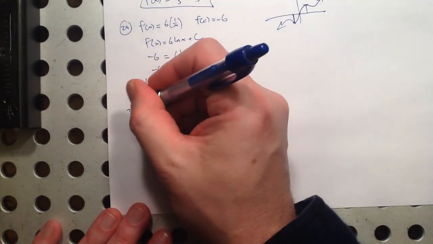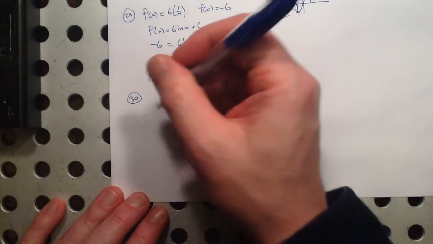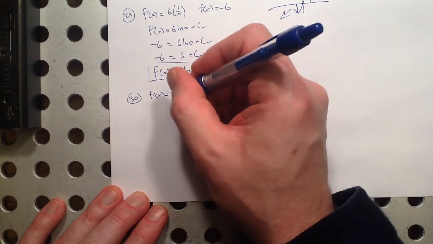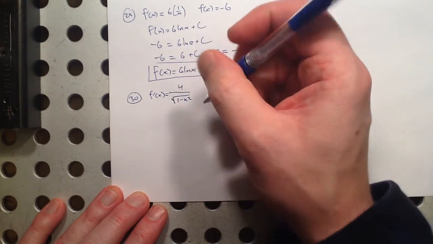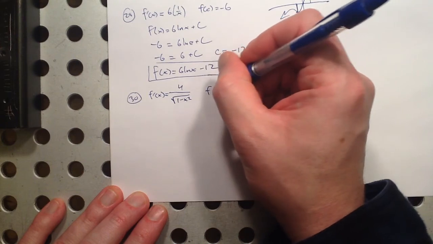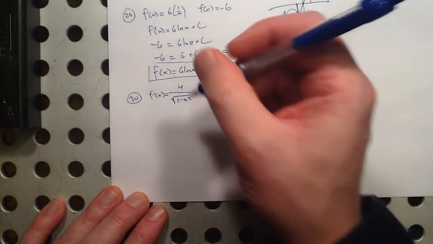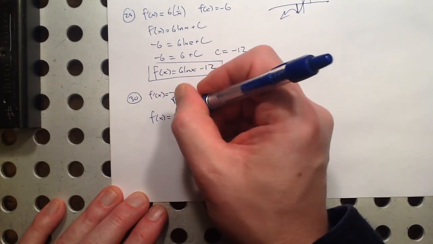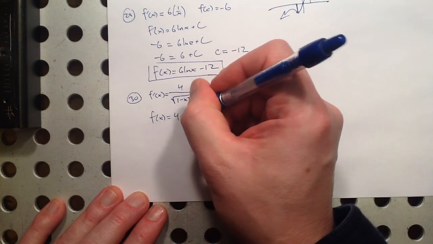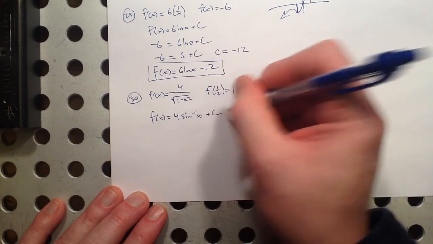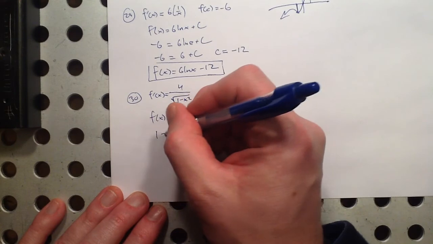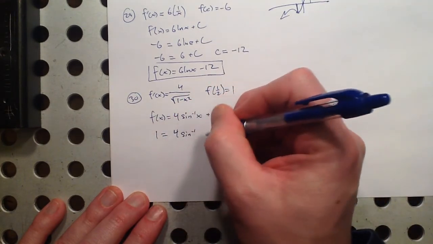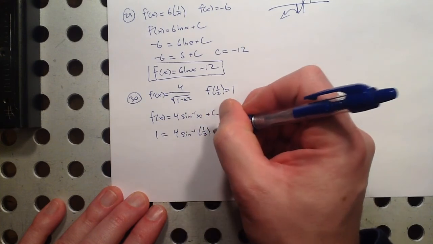And the last one. Function is 4 over the square root of 1 minus x squared, and f of 1/2 is equal to 1. Antiderivative of this is 4 times the sine inverse of x plus c. Plug in the point that we have here. It's 1 equals 4 times the sine inverse of 1/2 plus c.